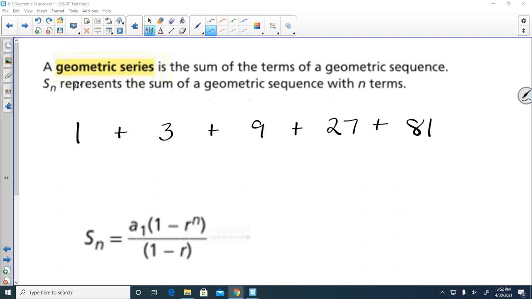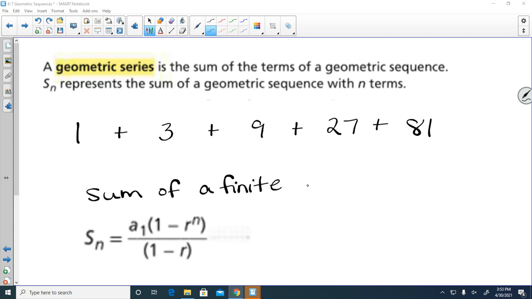Now let's talk about geometric series. If you think of the geometric sequence 1 times 3 is 3, 3 times 3 is 9, 9 times 3 is 27, that would be a geometric sequence. But if I start adding up the terms and finding the sum of all the numbers in that sequence, then I have a series. I could calculate this sum by adding up 1 plus 3 plus 9 plus 27 plus 81, or I can use this formula for the sum of a finite geometric sequence. And finite means it ends.